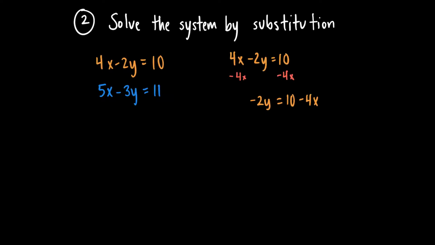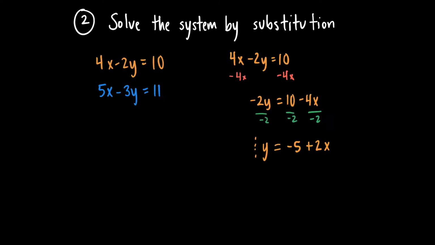Okay, and now what we're going to want to do is divide everybody by negative 2. We're not subtracting 2, we're dividing by negative 2 here. So when we do that, we get y is equal to 10 divided by negative 2 is negative 5. And then negative 4x divided by negative 2 is plus 2x.